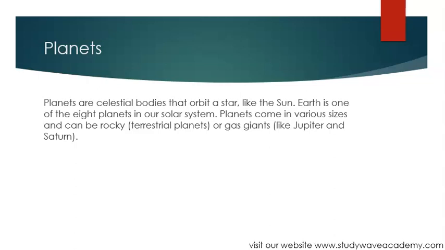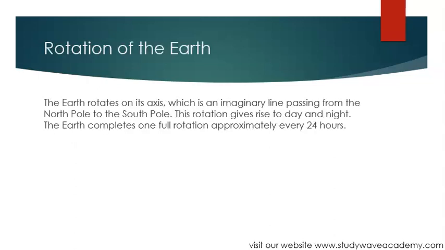So next, we are going to be looking at rotation of the Earth. The Earth rotates on its axis, which is an imaginary line passing from the North Pole to the South Pole. This rotation gives rise to day and night. The Earth completes one full rotation approximately every 24 hours. Okay?